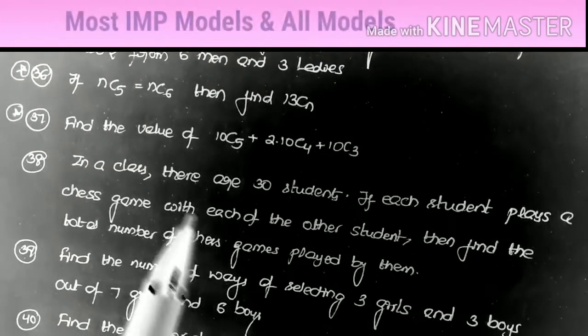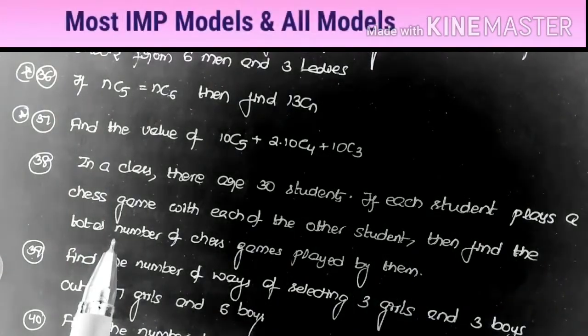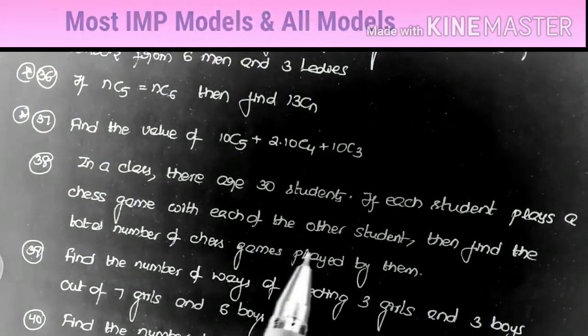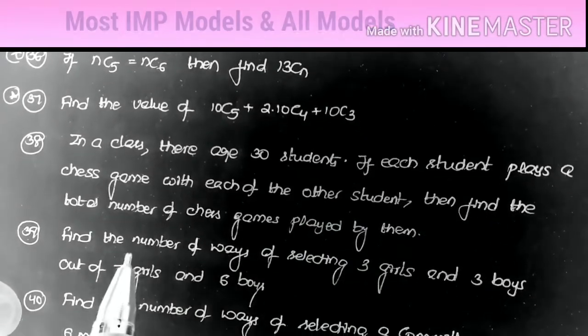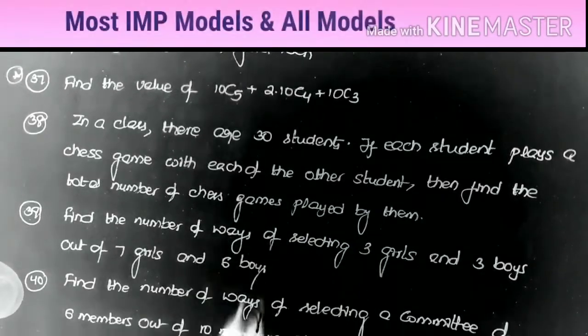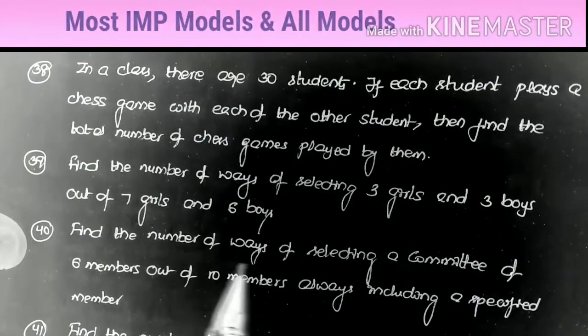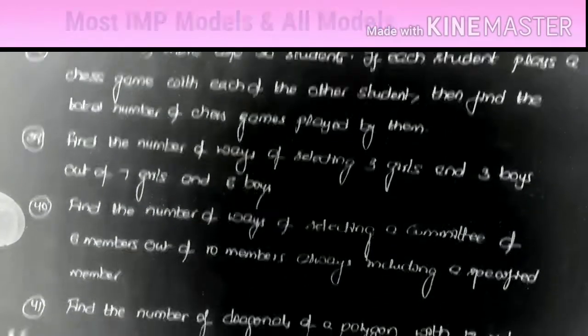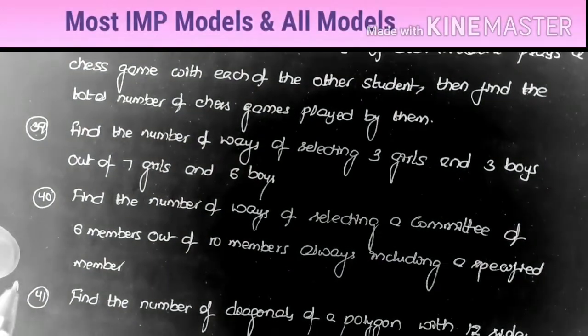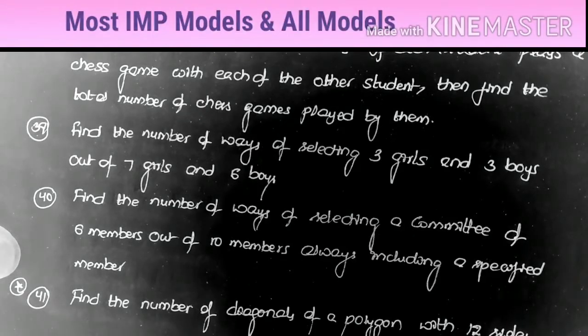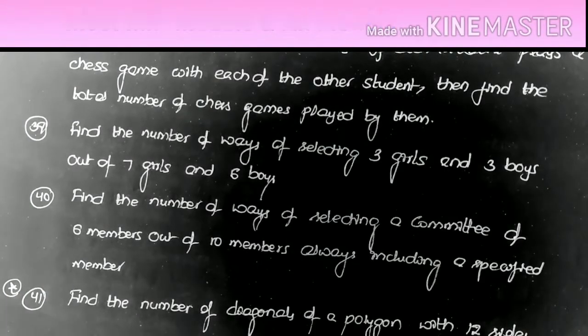And the next one, find the total number of chess games played by the students. And the next one, find the number of ways of selecting the persons. And the next one, find the number of selecting a committee. And the next one, the most important 2 marks, find the number of diagonals of a polygon.